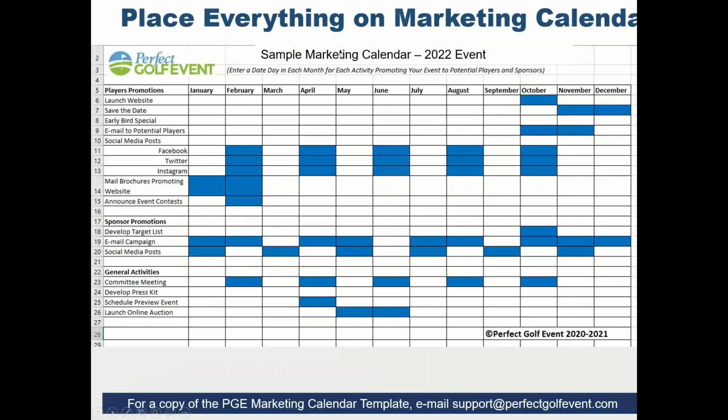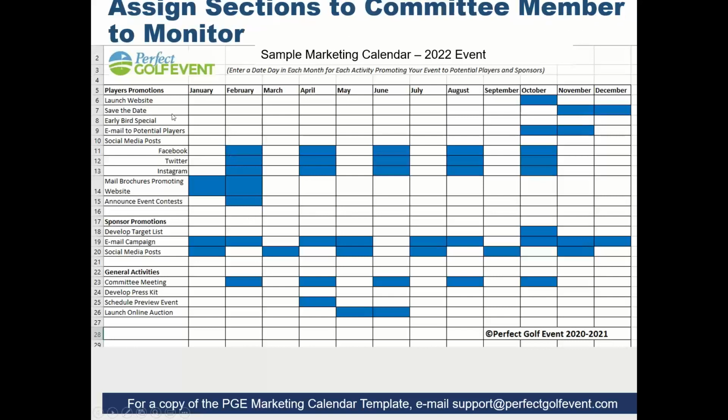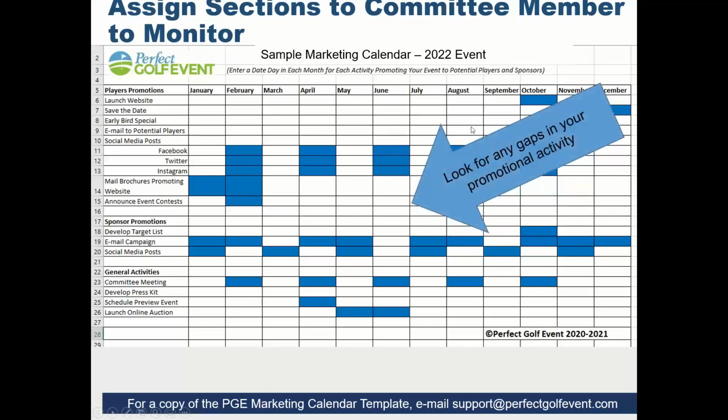What you want to do is make sure you put everything on a marketing calendar. So you want to have a marketing calendar you can work with your committee. So you want to take a look and go through all the activities, like putting up your website, your early bird special, promoting social media, doing email campaigns, your committee meetings, your press kit. You're going to do an online auction. And then you can look at this and say, well, you know what? We're not doing enough in May for our event.